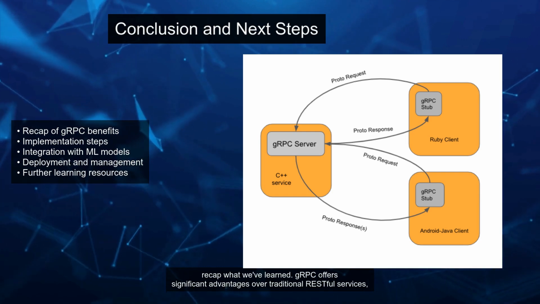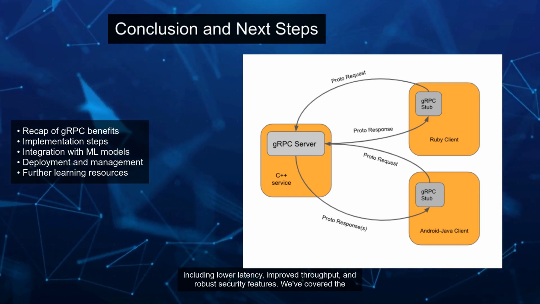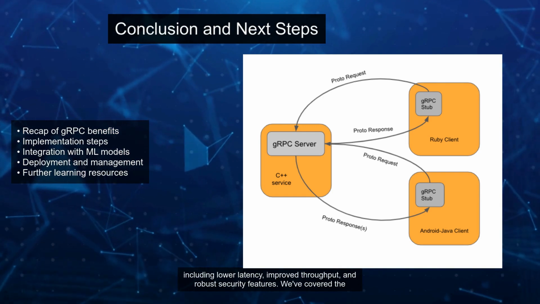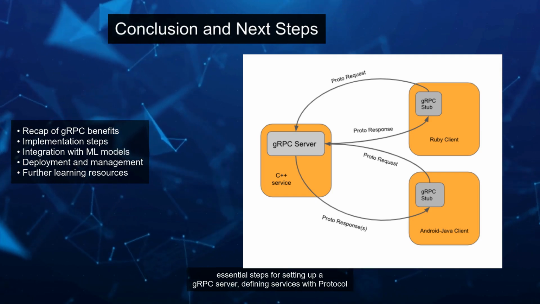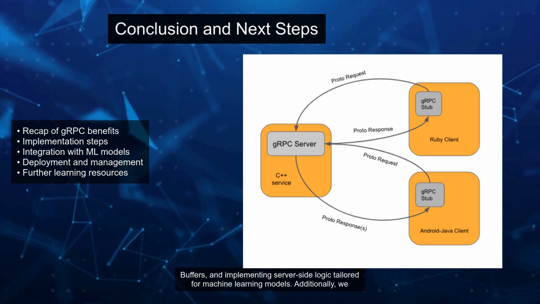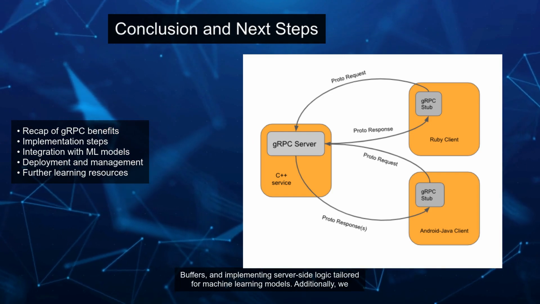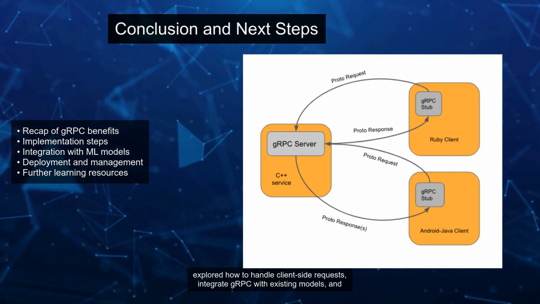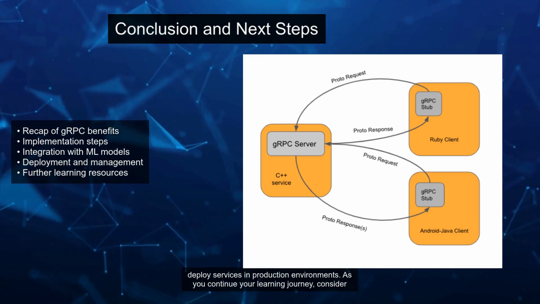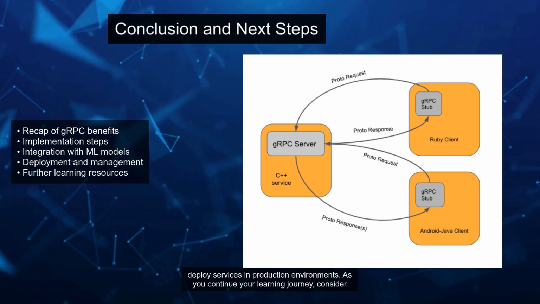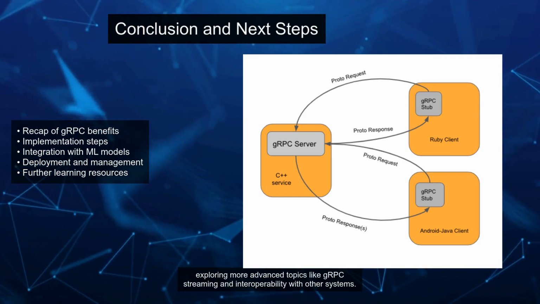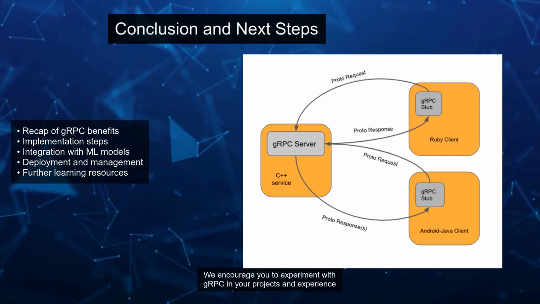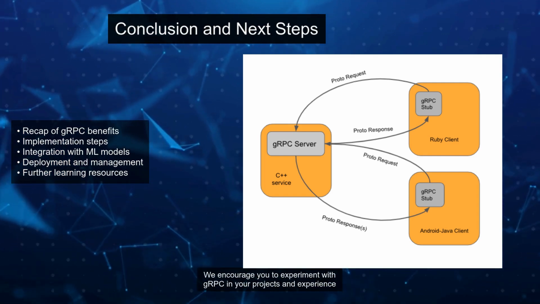gRPC offers significant advantages over traditional RESTful services, including lower latency, improved throughput, and robust security features. We've covered the essential steps for setting up a gRPC server, defining services with protocol buffers, and implementing server-side logic tailored for machine learning models. Additionally, we explored how to handle client-side requests, integrate gRPC with existing models, and deploy services in production environments. As you continue your learning journey, consider exploring more advanced topics like gRPC streaming and interoperability with other systems.